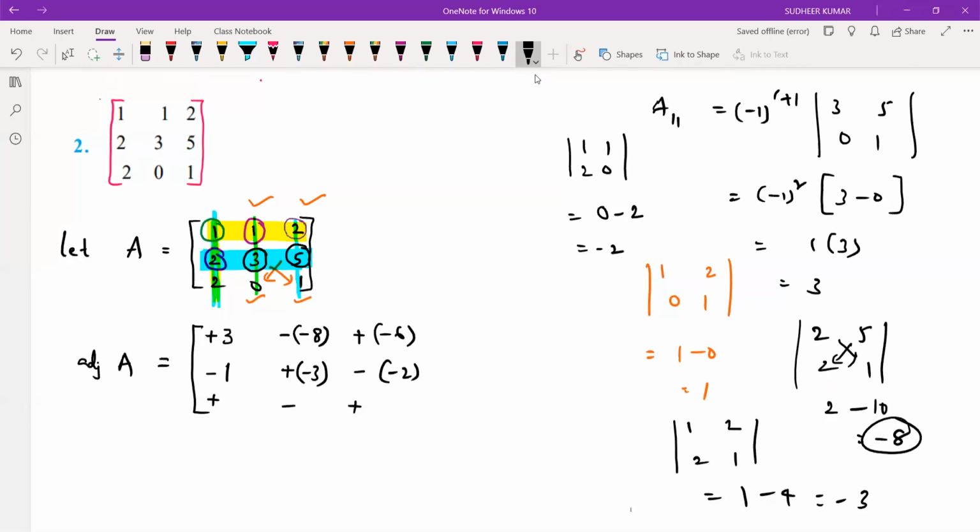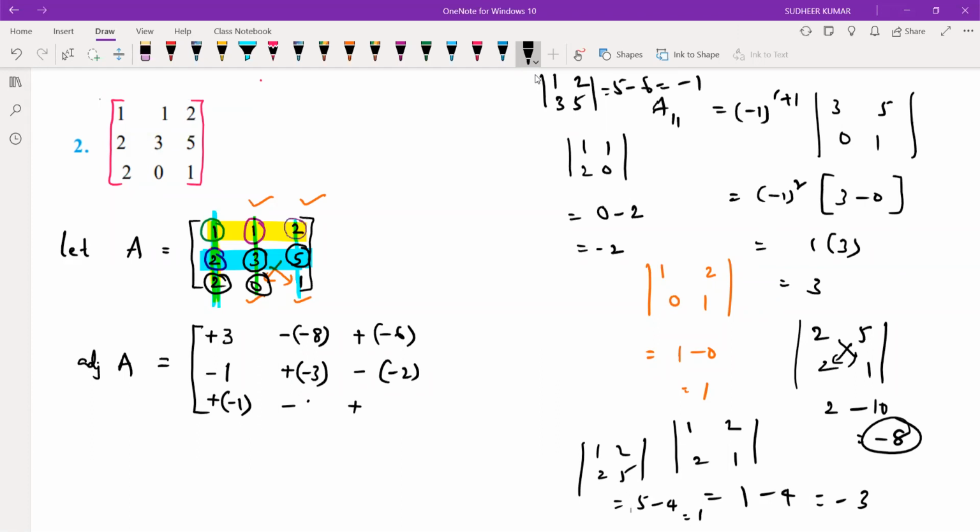Right? The next one is 2. So delete this row and column. So the remaining elements are 1, minus 1, 2, 3, 5. So 5 minus 6 is minus 1. So plus half minus 1. Next, go to 0. Delete this row and column. So 1, 2, 2, 5. So this is 5 minus minus 4, which is 1. So plus 1, if you want, you can write.